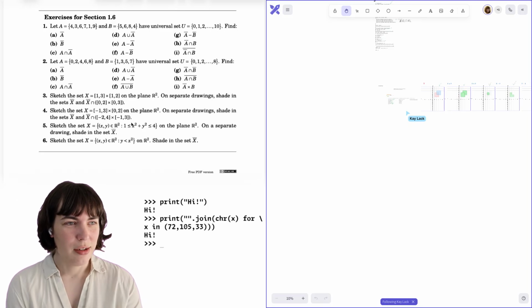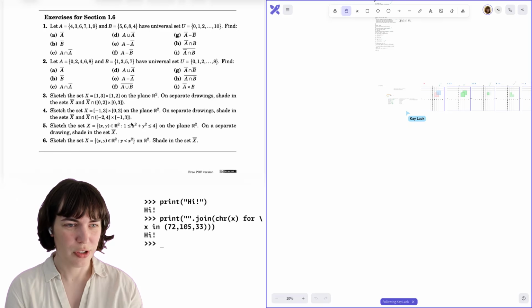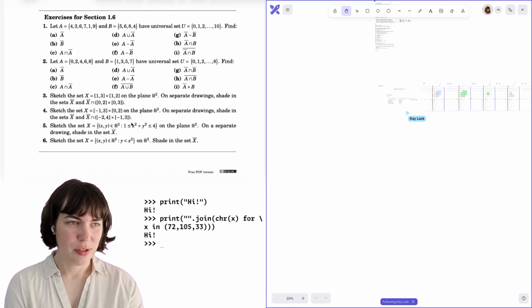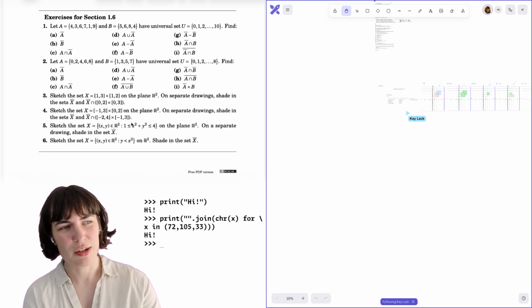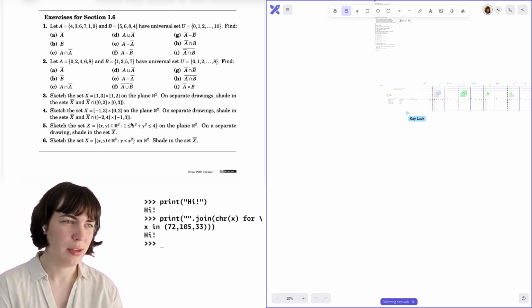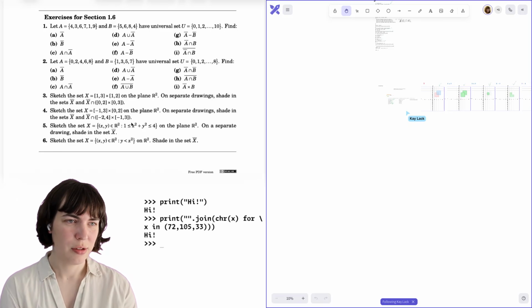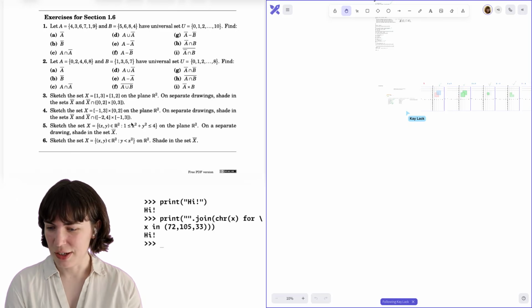1.6, we've got exercises again. We'll do a couple of these before I move on to the more exciting ones. Okay, let A equal those random sets. They have a universal set of just the numbers 0 through 10 in the integers. We find the complement of A, the complement of B, and then we do a bunch of other stuff.